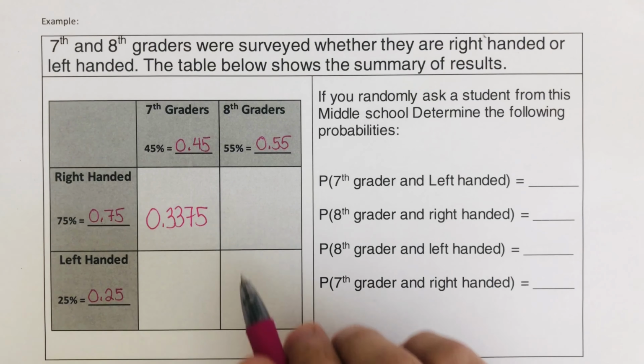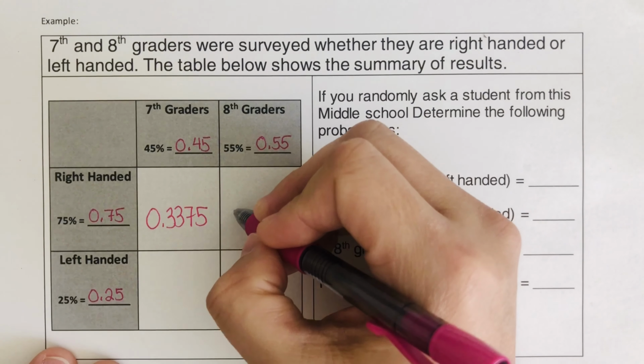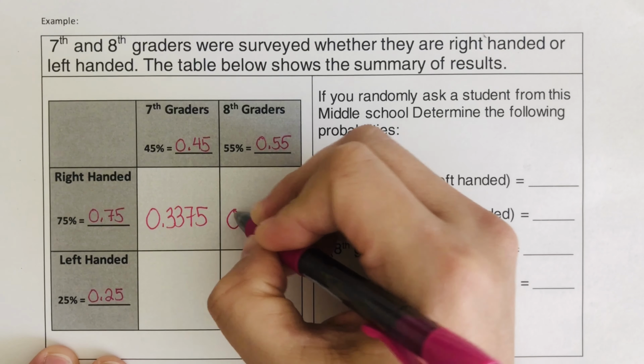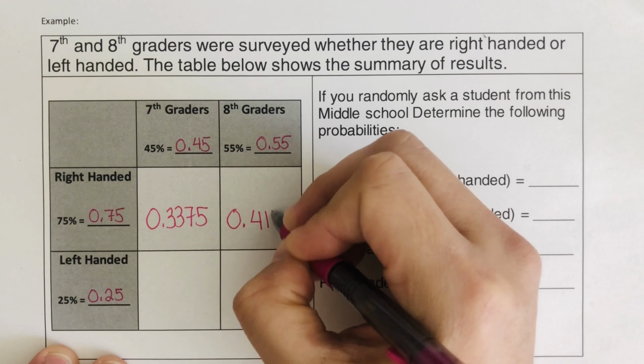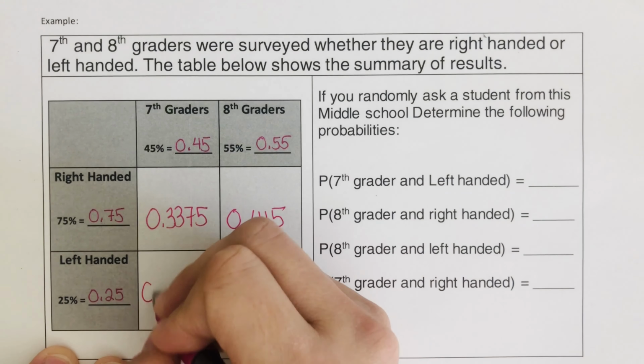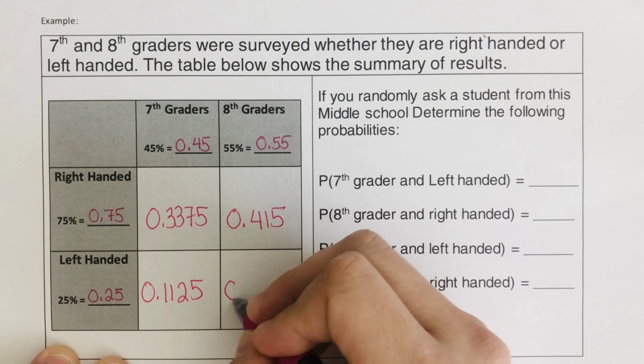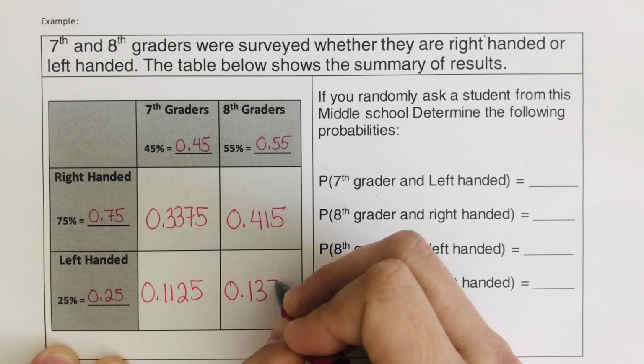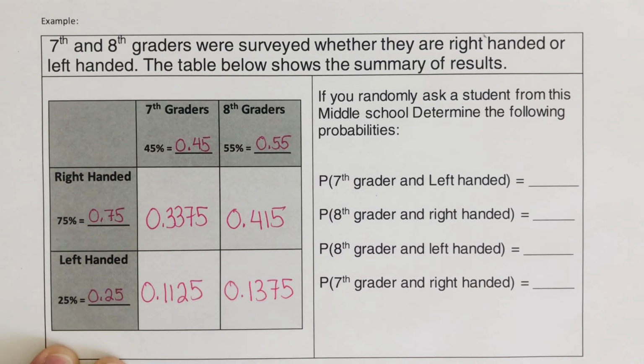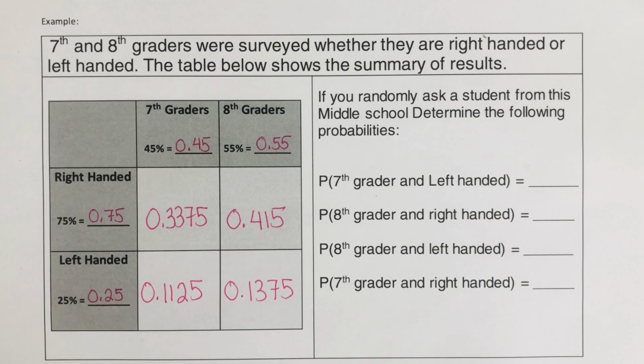Okay, what did you get for this one right here? This one should be 0.415. This is 0.1125. And this is 0.1375. Did you get the same answers as this? Good. Perfect. Now let's fill this in.